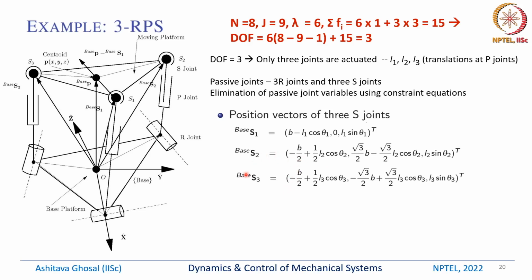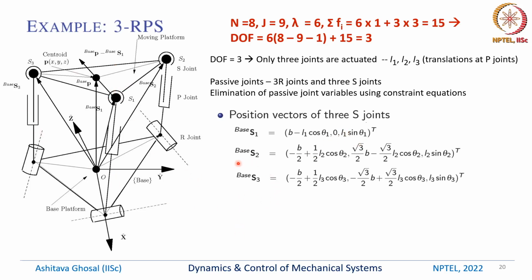Likewise, with a little bit more effort, we can see that base to S2 is given by minus b by 2 plus L2 by 2 cos theta 2, and then we have a y coordinate, which is root 3 by 2 b minus root 3 by 2 L2 cos theta 2, and L2 sin theta 2. Here b is the radius of the circumscribing circle of this base, and a will be the radius of the circumscribing circle of the top platform. We will see what these a and b numbers are later on in a numerical example.